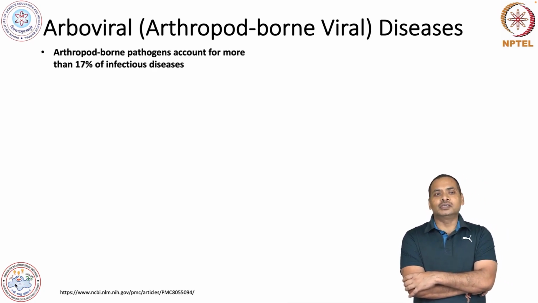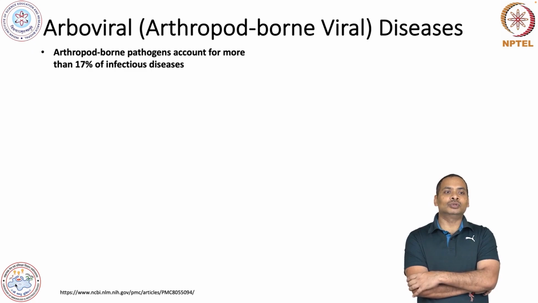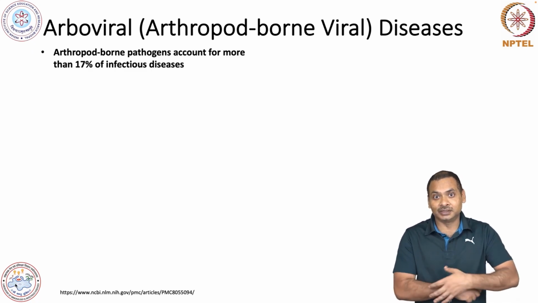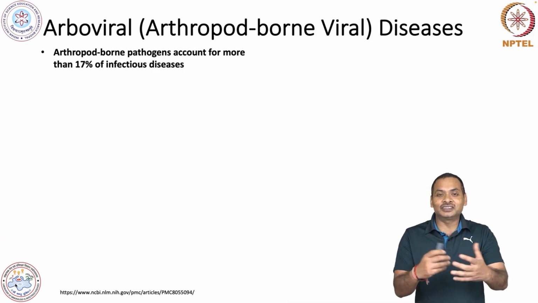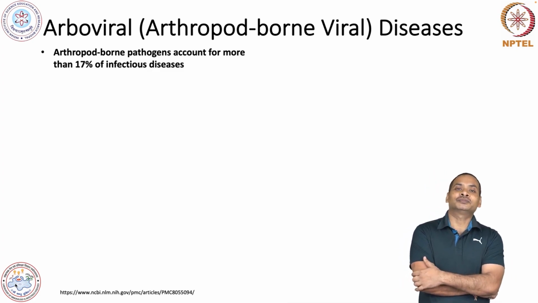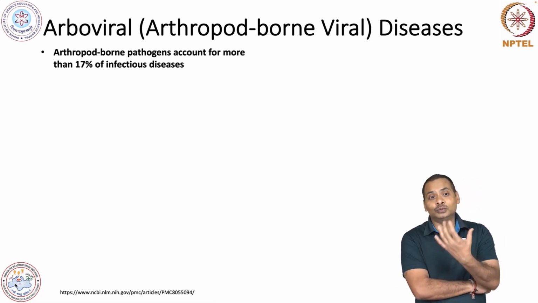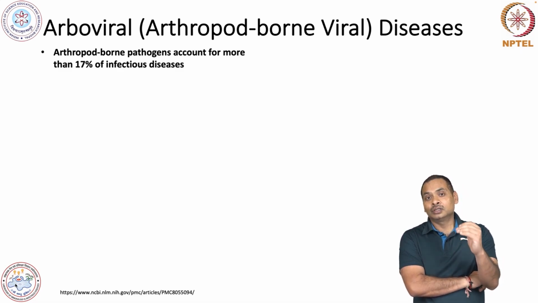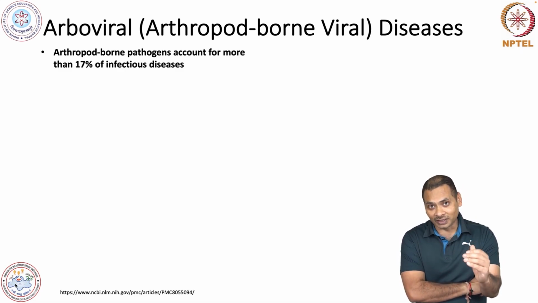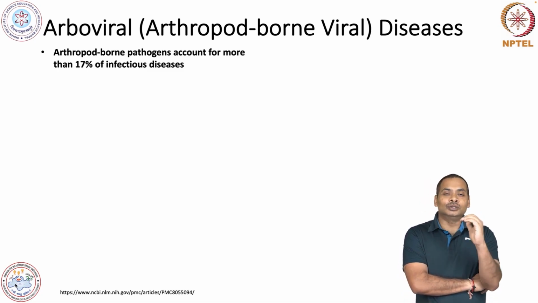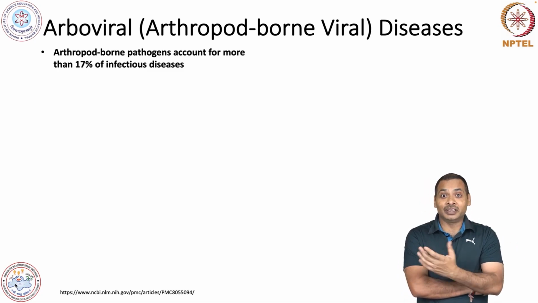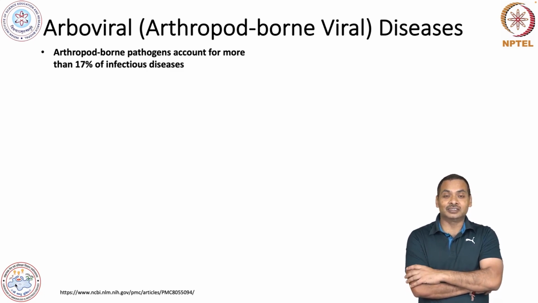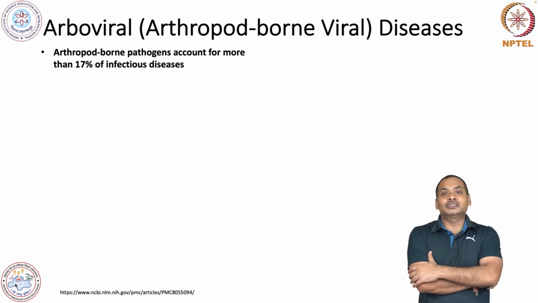So arthropod borne pathogens account for more than 17% of infectious diseases. It is a reasonably big number, right. So most infectious diseases are basically through these arthropod borne pathogens. Here I am talking about arthropod borne pathogens. It is not only the viruses, please note it. For example, there is malaria. Malaria is a serious disease which is caused by protozoans. Overall, this is a quite big number.